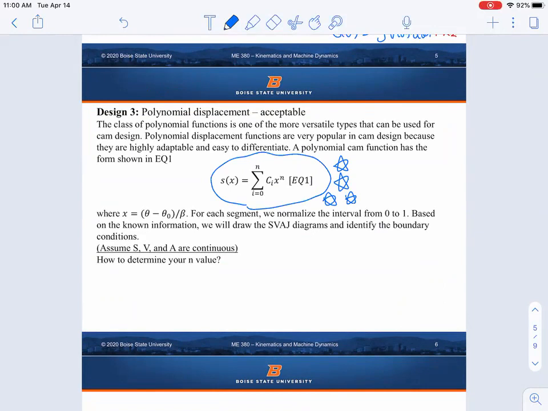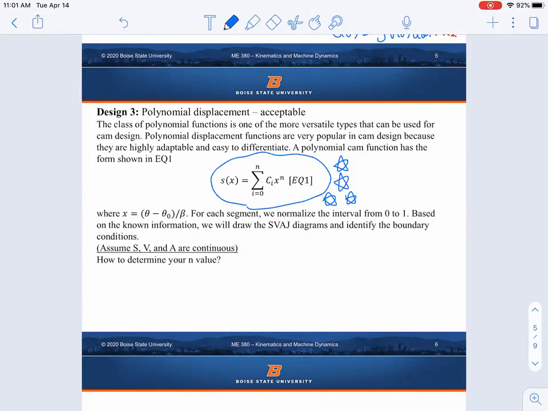All right, so here we assume that your displacement is in a polynomial format. In here, your polynomial is not defined in theta, instead it is defined in x. So what I'm saying is, in your exam, I'm not going to test you on how to use the sinusoidal function to design a cam. You only need to use polynomial displacement, which I'm going to discuss right now.